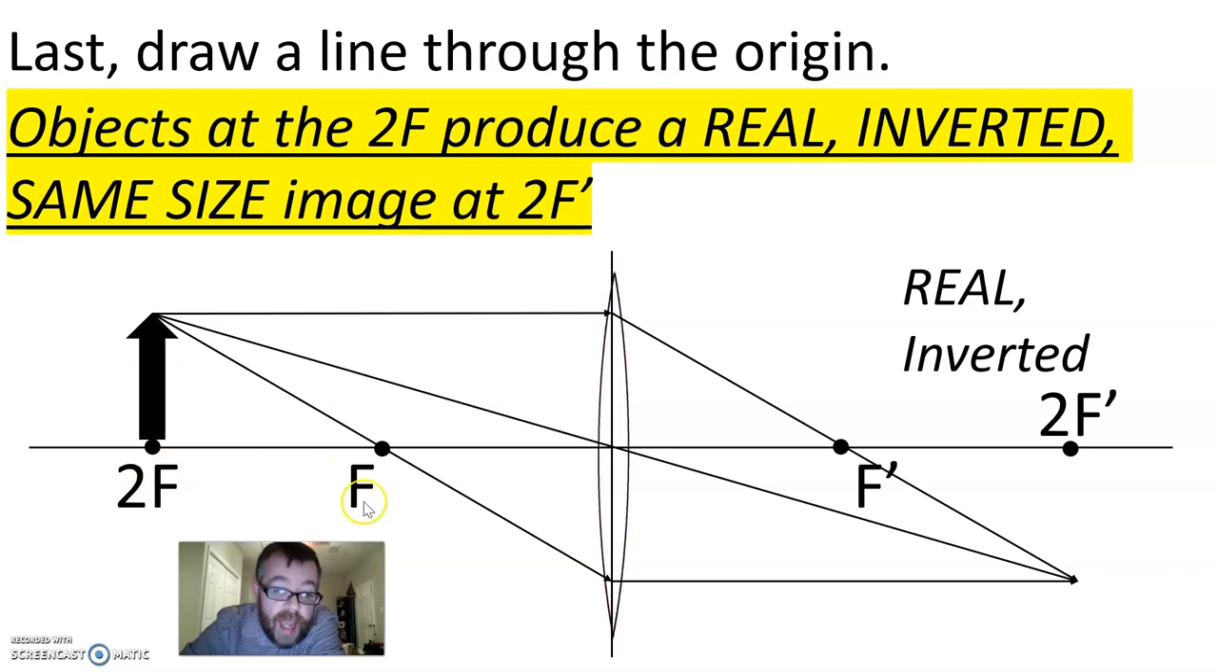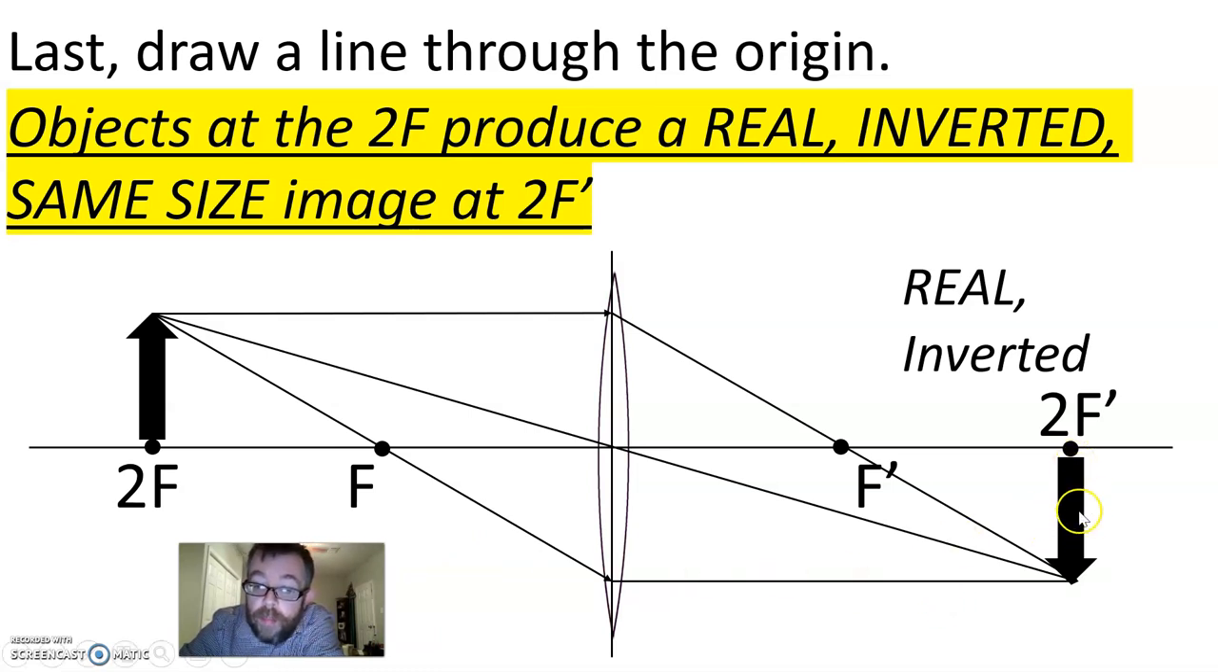If you have an object at twice the focal length, this is some distance, this is double that distance from the lens, it's going to produce a real image over here. Let me see if this comes up. There it is. This is real because this image can be projected onto a screen like a movie projector, or like my glasses project an image onto my retina. That image is inverted, like your cornea and lens project an image onto your retina.